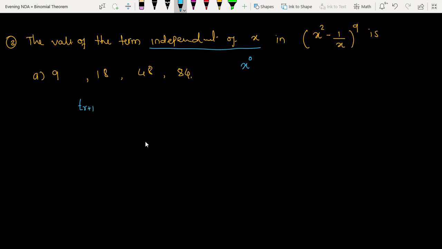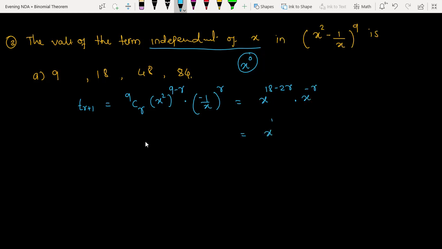Tr plus 1, no need to write down this Tr plus 1, but write down the general form, that is 9cr. First term's power is the difference of the two, 9 minus r, into minus 1 by x to the power r. You require x to the power 0, just focus on the x. So it will be x square to the power 9 minus r, means it becomes 18 minus 2r, into x to the power minus r.